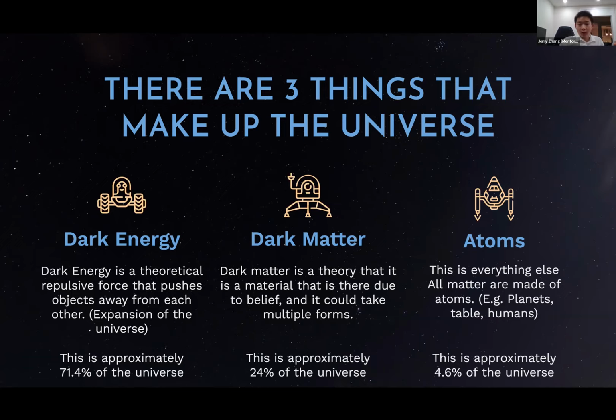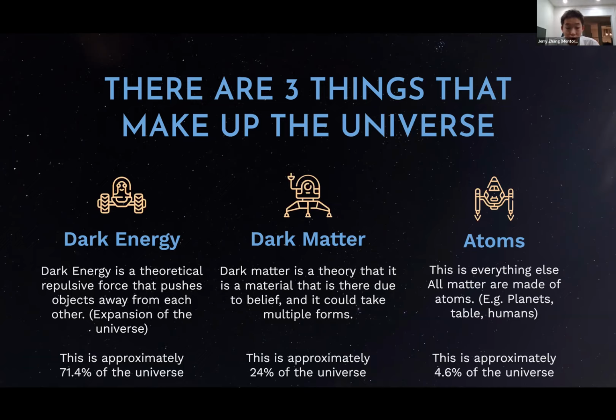I'm going to start off with dark energy, as I previously mentioned it a bit. Dark energy is a theoretical repulsive force that pushes objects away from each other. This is why the universe is still currently expanding, pushing planets and stars away from each other. The only reason galaxy groups hold together is because of gravity. The gravity is strong enough to keep these galaxies together. But each galaxy group is slowly separating apart because of dark energy.